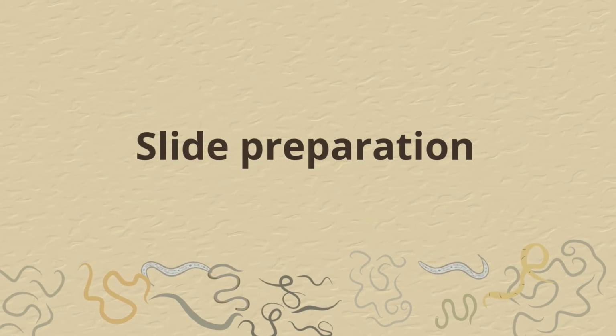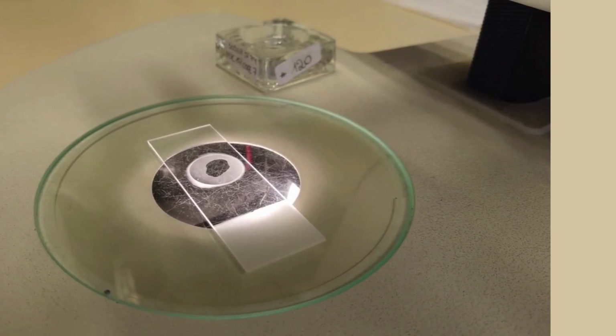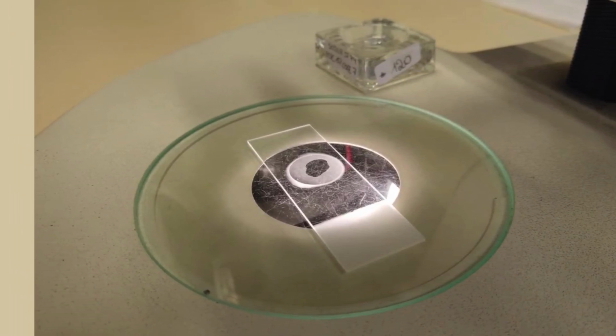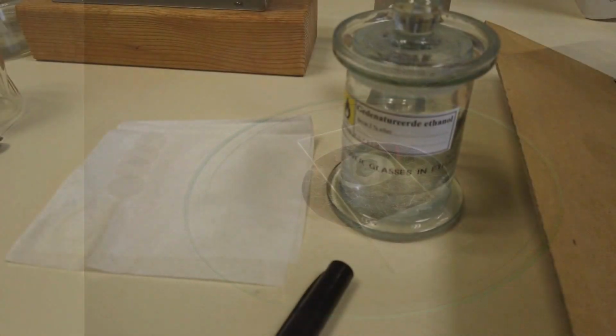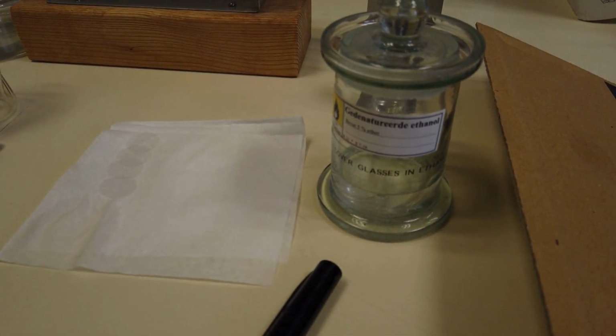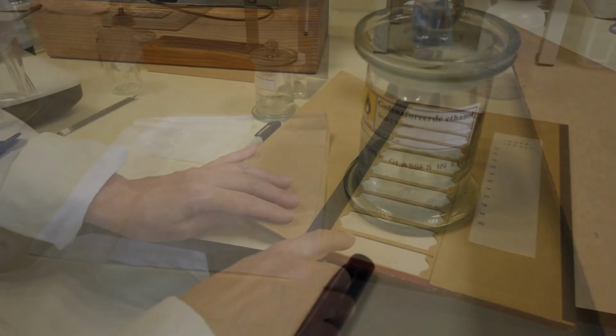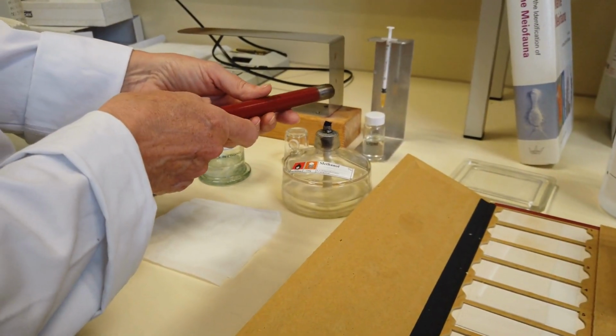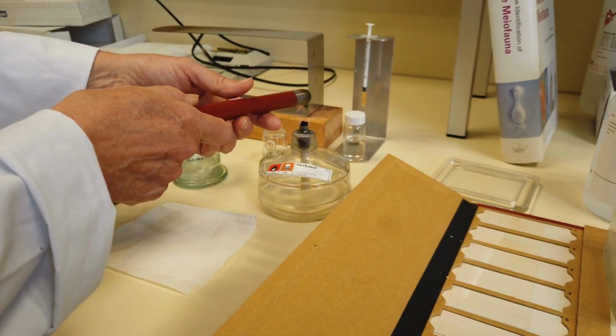Slide preparation. Once all the ethanol has evaporated, nematodes are ready to be mounted on glass slides. Microscope slides and cover glasses should be stored in ethanol for at least 24 hours or cleaned with ethanol before use. A paraffin ring is then placed on the microscope slides.